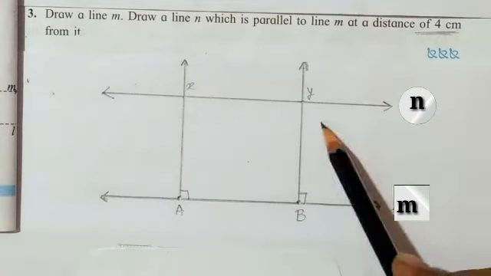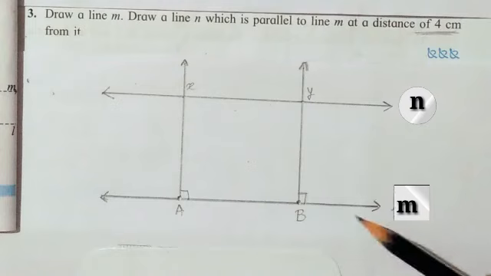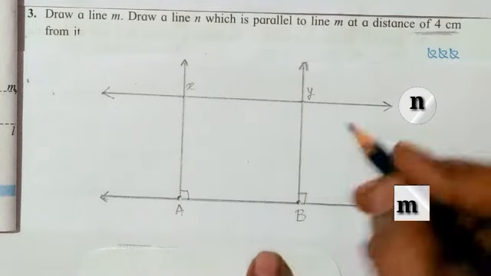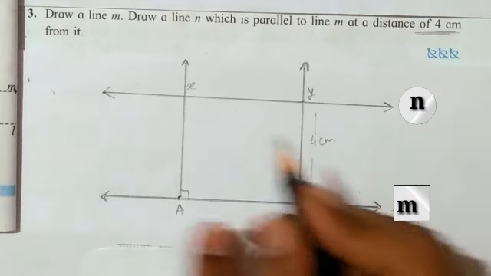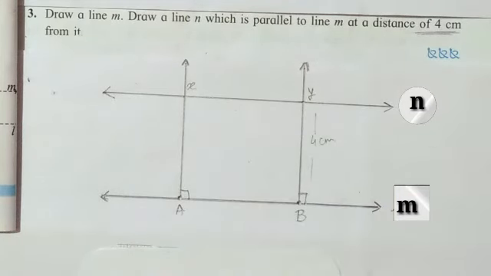So this line N is parallel to the line M at a 4 cm distance. Did you get it now? Like that you can draw parallel lines even at a particular measurement also.